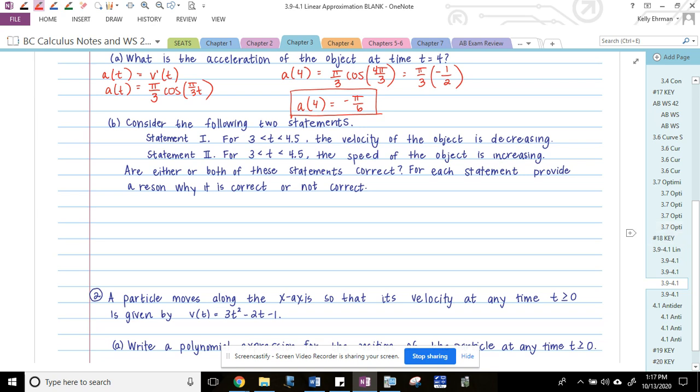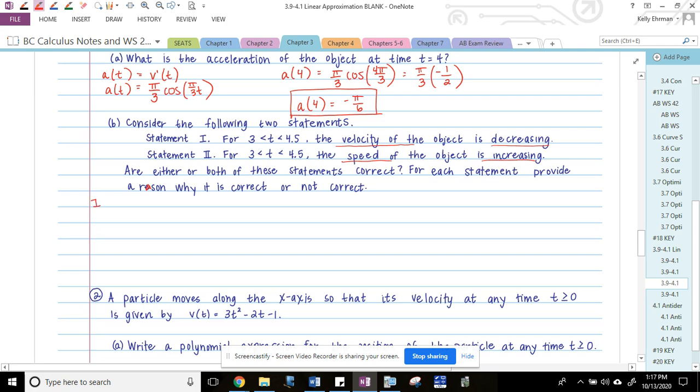Consider the following 2 statements. Statement 1, for t between 3 and 4.5, the velocity of the object is decreasing. And then statement 2, for the same time frame, the speed of the object is increasing. Okay, so velocity is change in position over time, and speed is not supposed to have a sign. It's just how fast are you going. Are either or both of these statements correct? For each statement, provide a reason why it is correct or not correct.